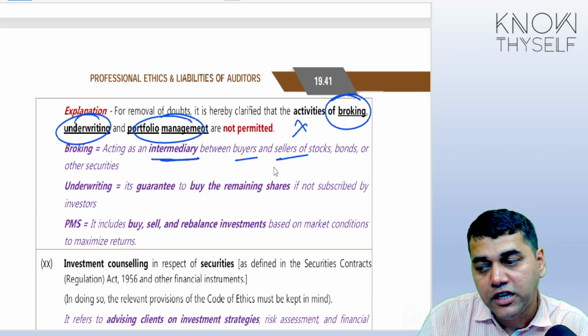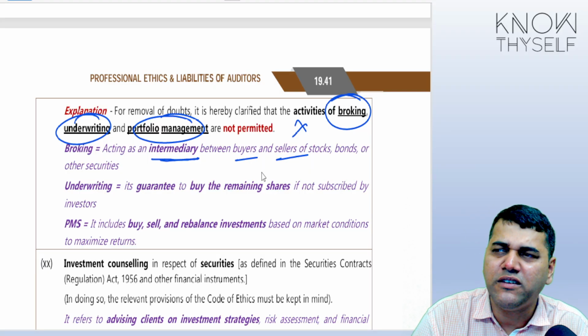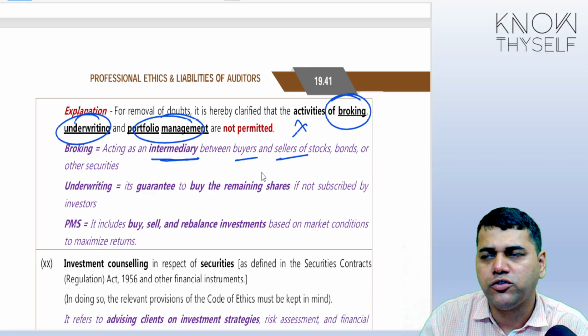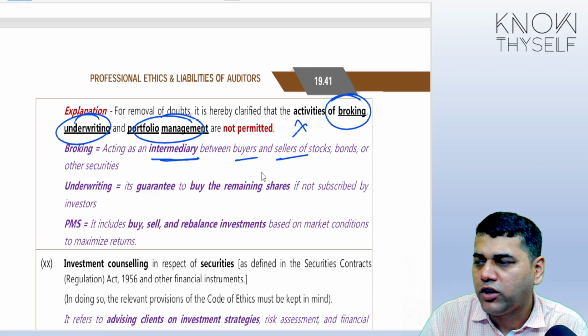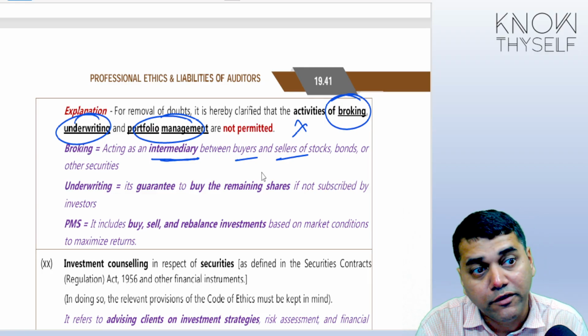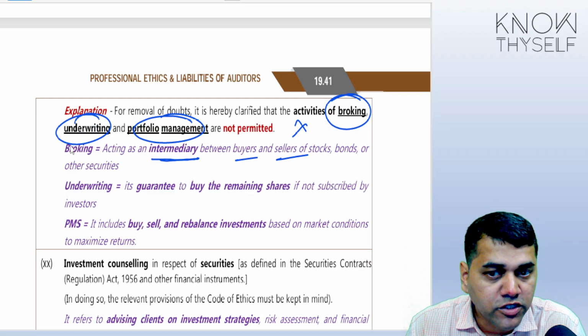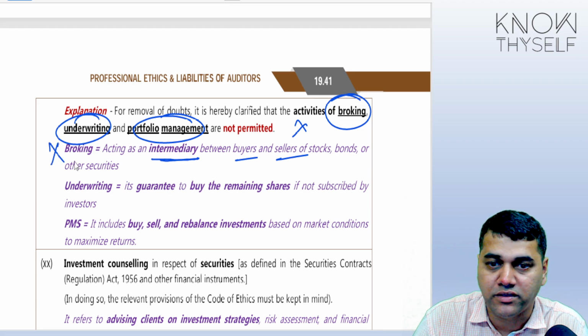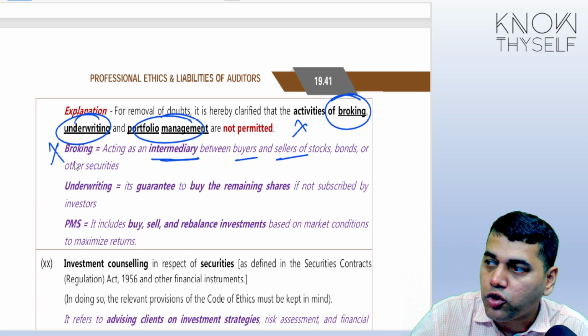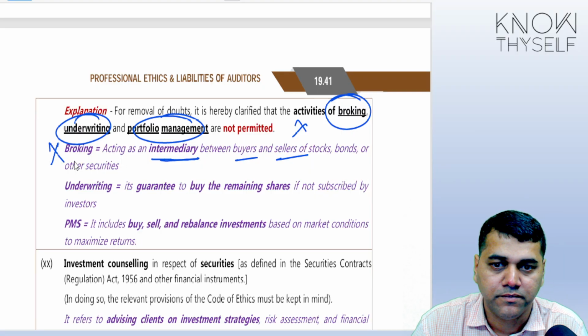So you may bring undue pressure on the client. Brokers will promote, because you will act like an advocate of this company. So you will advise everyone, please buy this share, this is very good. The Institute doesn't want you to take such type of broking business. You don't become a broker. You don't force someone to buy the shares.